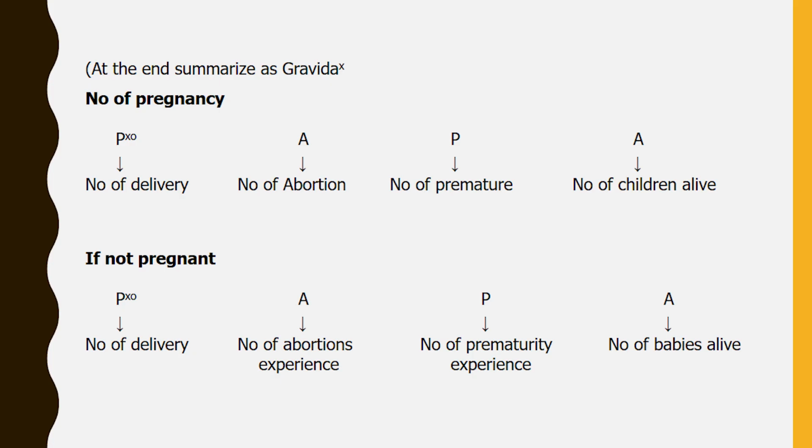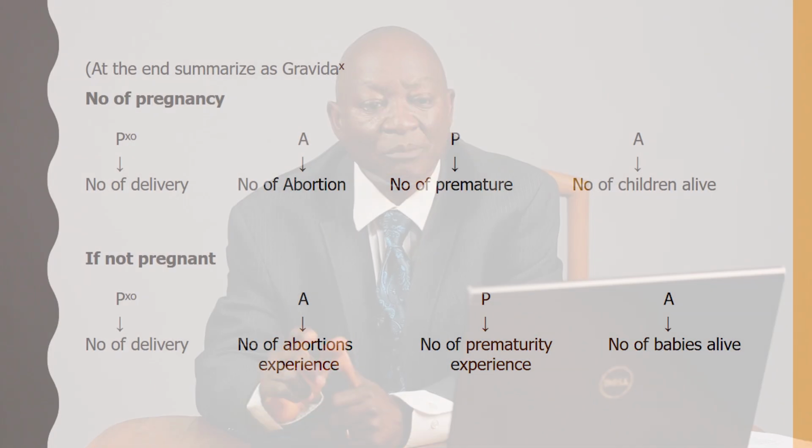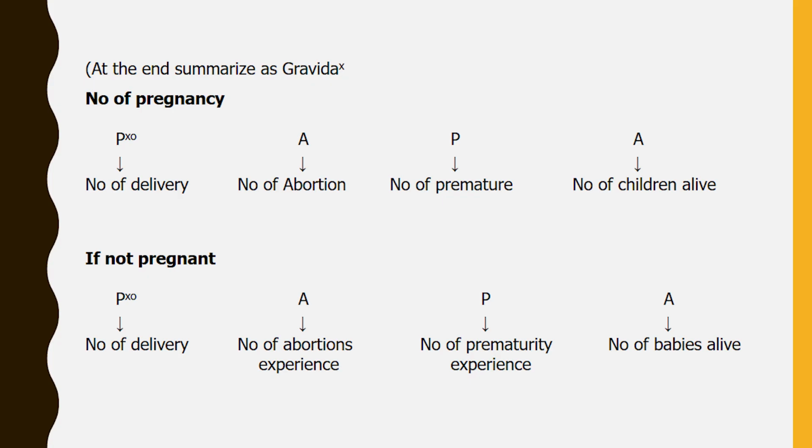And the next 0 is how many of these were delivered before 37 weeks, which is called prematurity. And the next A is the number of babies that are alive. That's the way we record it. If the woman is not pregnant, we do not talk about gravidity, but we talk of parity. We talk of parity as para 0 or A.